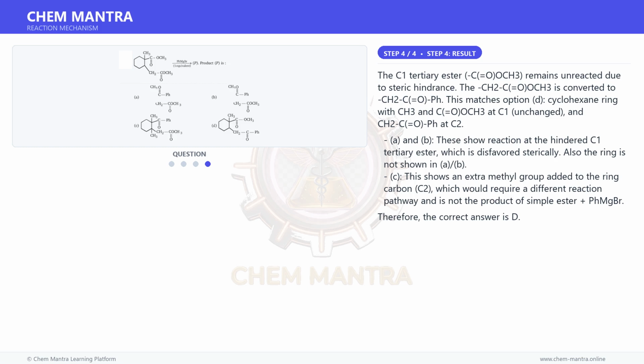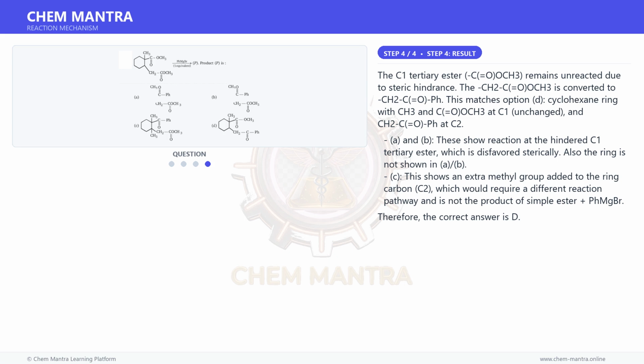And for the final step, the C1 tertiary ester, C=OCH3, remains unreacted due to steric hindrance. The CH2C=OCH3 is converted to CH2C=OPh. This matches option D. Cyclohexane ring with CH3 and C=OCH3 at C1 unchanged and CH2C=OPh at C2.